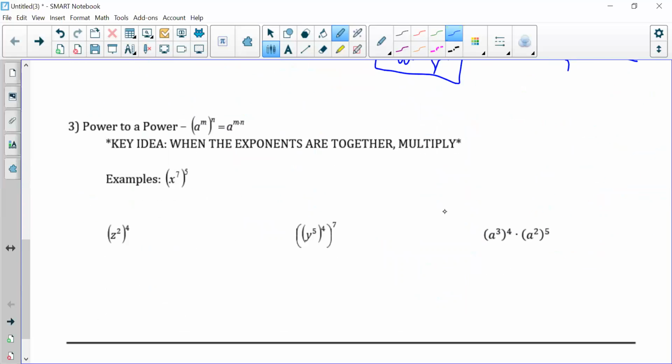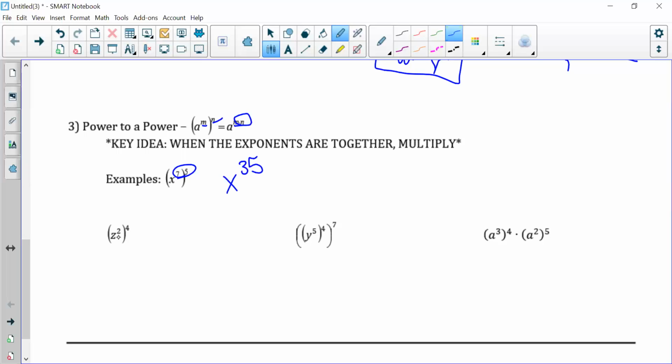All right, power to a power. The key idea here is when the exponents are together, you're going to multiply. So looking at this, a to the m power to the n power means a to the m times n. Looking at our first example, x to the 7th power to the 5th power. We're going to multiply these two exponents together. So 7 times 5 is 35. So this answer is x to the 35th power.